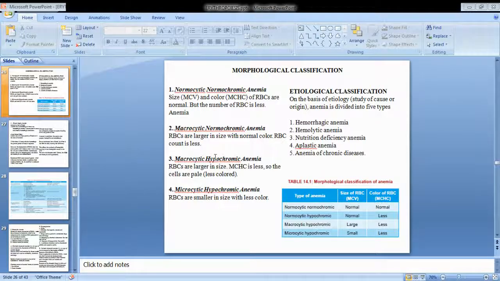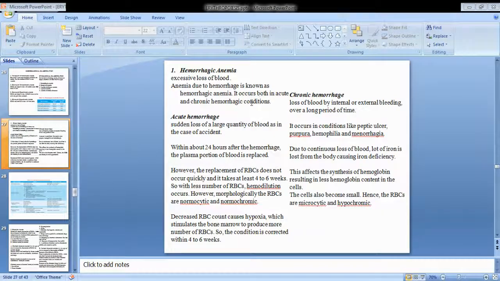So this is a table which shows the size of the RBC and the hemoglobin content. Now we will see what is hemorrhagic anemia. Excessive loss of blood, maybe due to accident or something else. It can be acute or chronic. Acute means sudden loss of large quantity of blood in the case of accident.